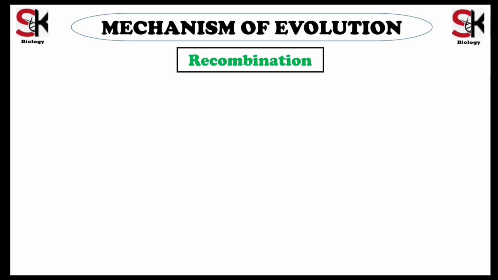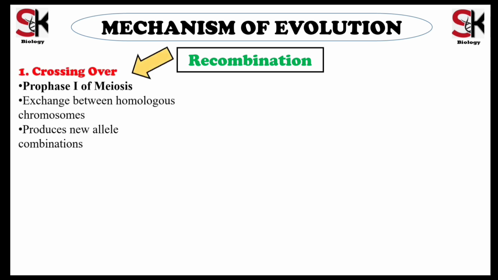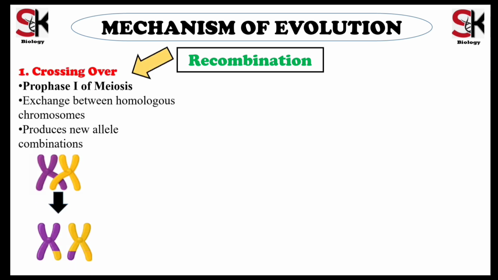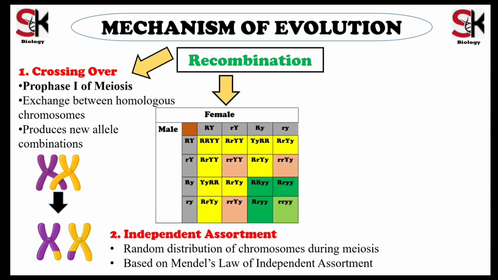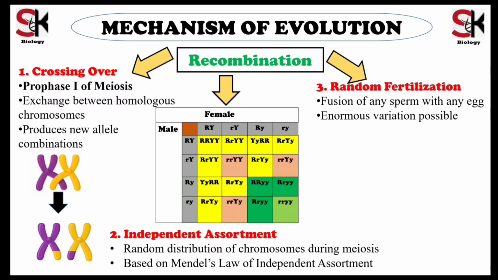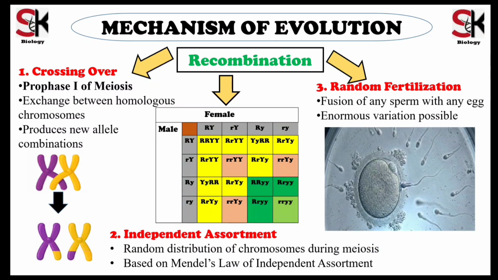First one is crossing over, which occurs during prophase of meiosis 1 and it leads to exchange of genetic material between homologous chromosomes as shown in the figure. The second is independent assortment, that is random distribution of chromosomes during meiosis forming new combinations, which is based on Mendel's law. The third is random fertilization, in which any sperm can fuse with any egg, which leads to enormous variation.